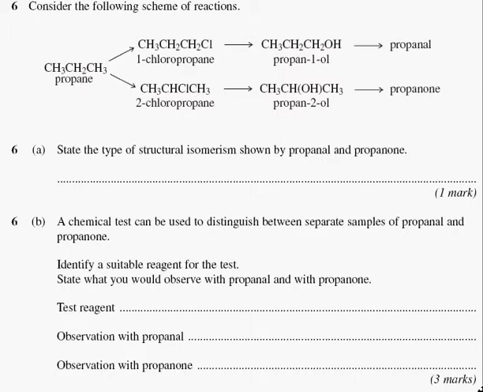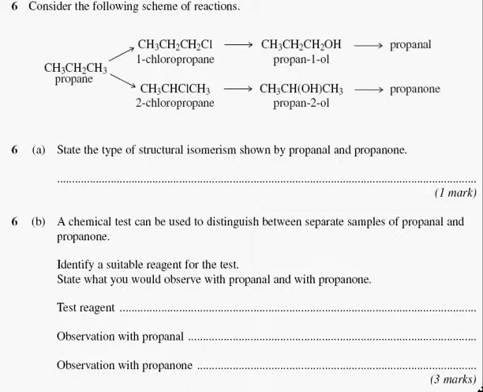Alright, question 6. Consider the following scheme of reactions. Okay, so you've got what looks like a massive set of molecules there. Well, the first thing to realise is we're looking at propane, an alkane. We're adding a chlorine to it. We look at it, we're changing it to an alcohol.